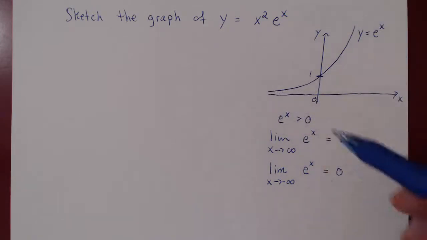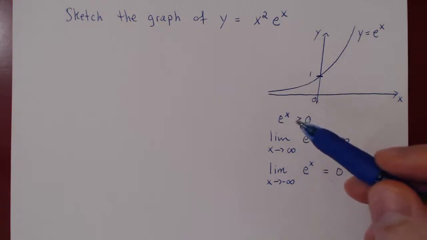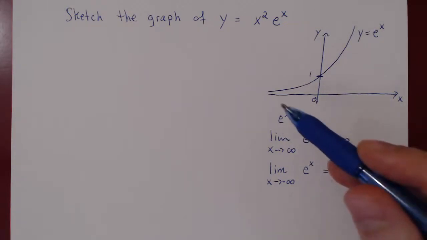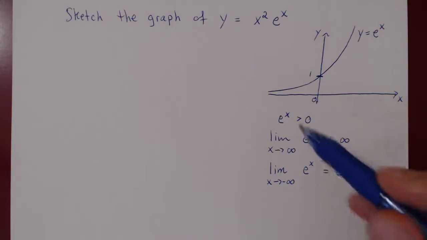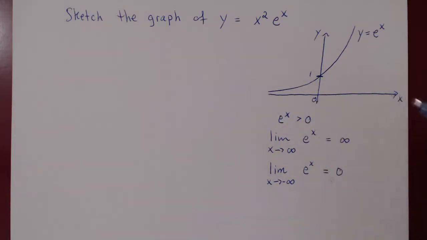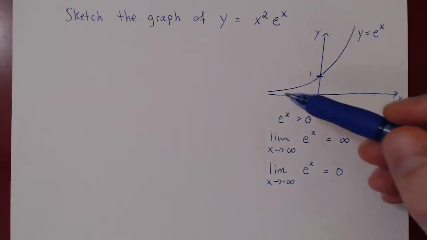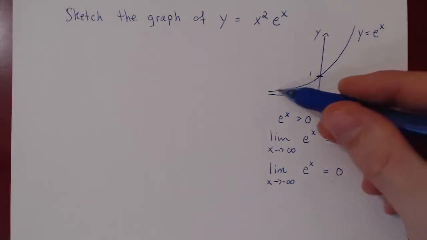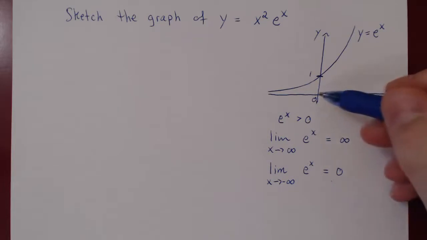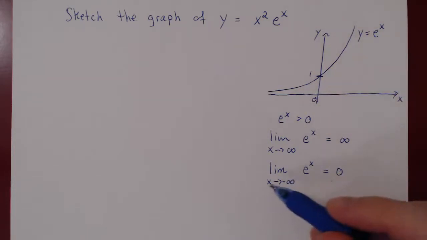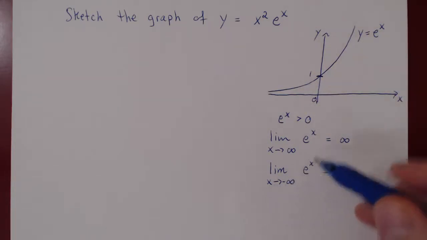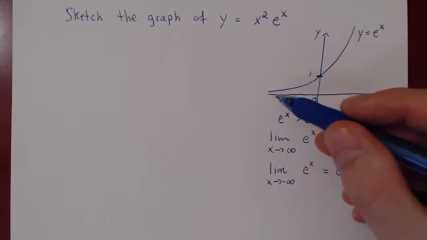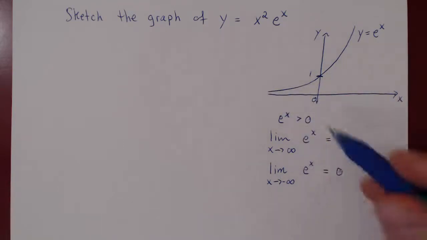increasing, and the three key facts are e to the x is always strictly bigger than 0 for any given value of x. As x goes to positive infinity, y being e to the x goes to positive infinity, but as x goes to negative infinity, y actually approaches the x-axis, therefore y approaches 0. So as x goes to negative infinity, e to the x is getting closer and closer and closer to 0.